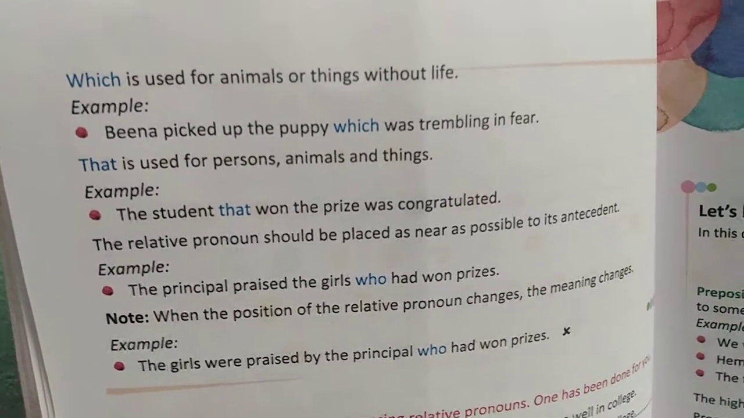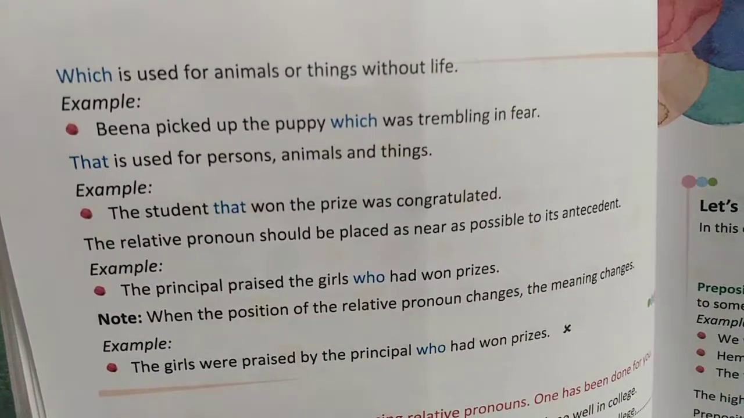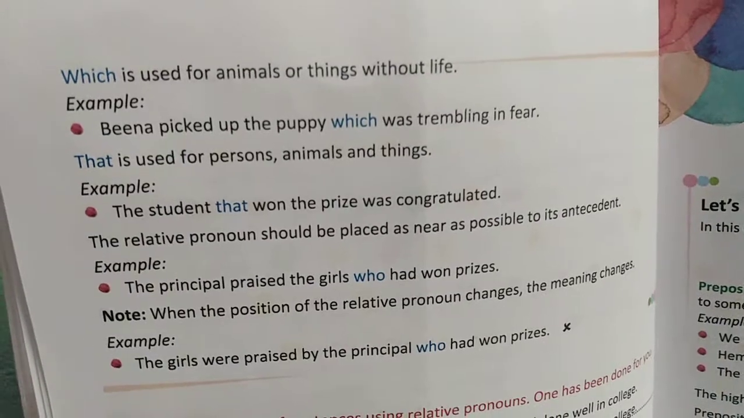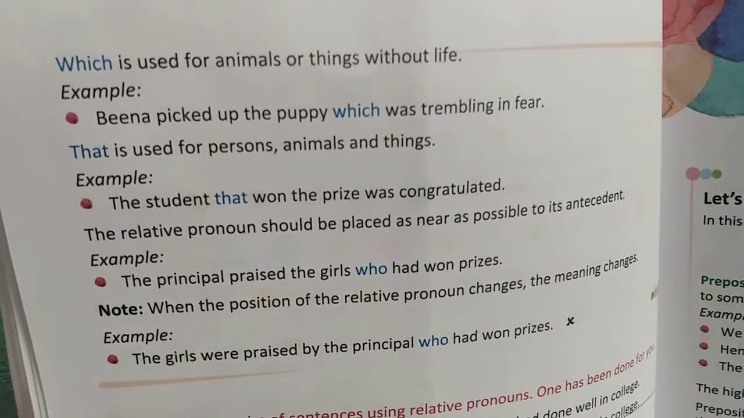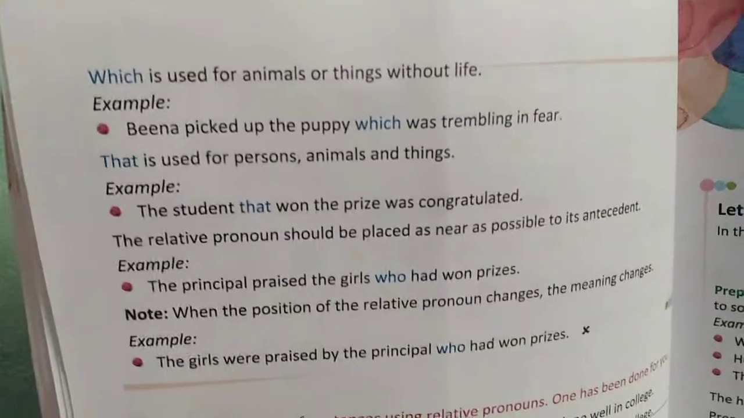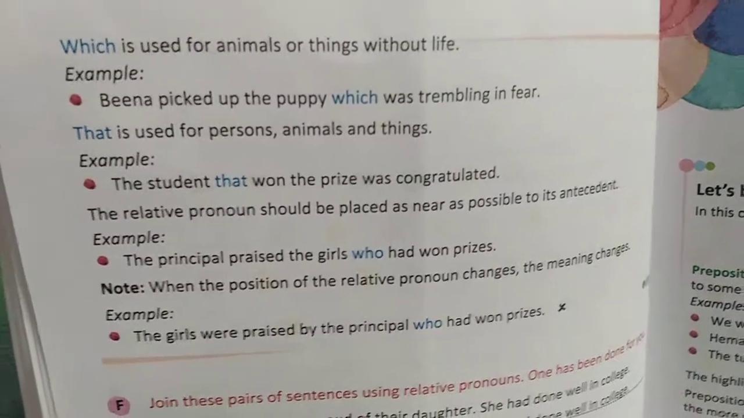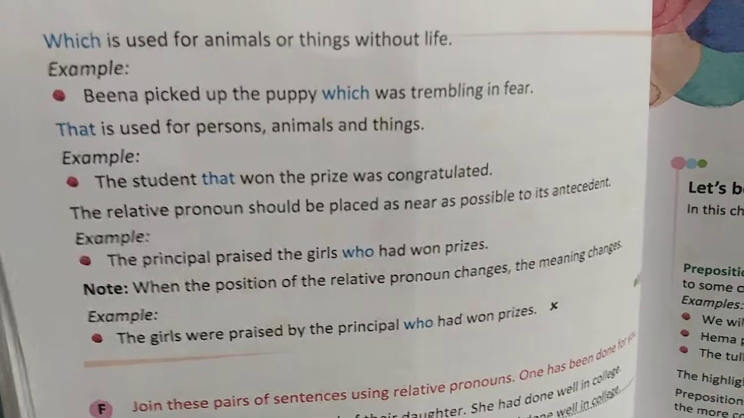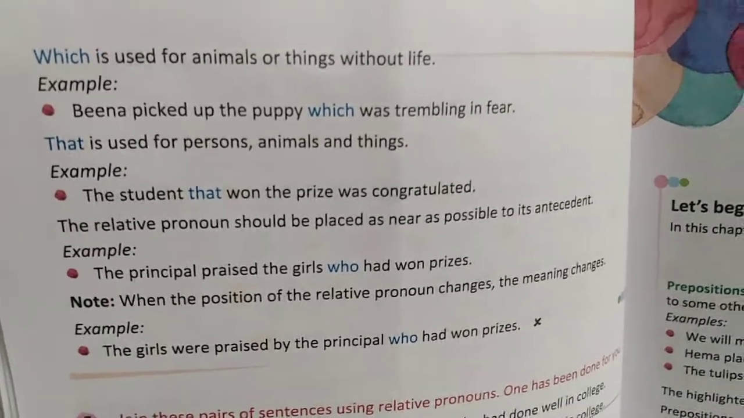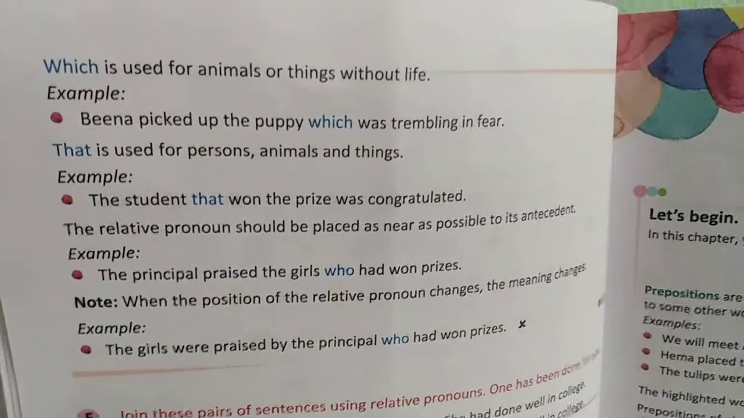Which can be used for animals and lifeless things, that can be used for animals, persons, and things, and who is used only for persons. Here are two sentences and both are joined by who, that, or which, and these are called relative pronouns.